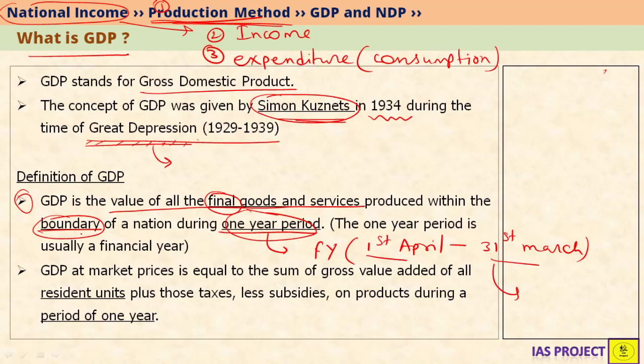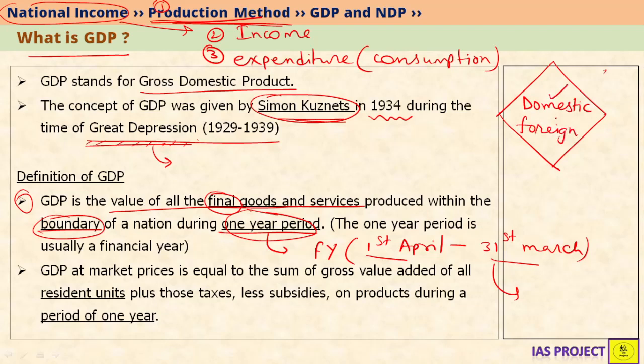And the second keyword is boundary. This means that, for example, if we have India, let's suppose this is the territory of India. In India, whatever companies and whatever individuals are producing final goods and services, all those goods and services value will be counted towards GDP. Those goods and services may be provided by domestic companies, they may be provided by foreign companies.